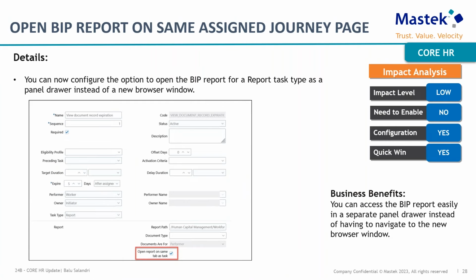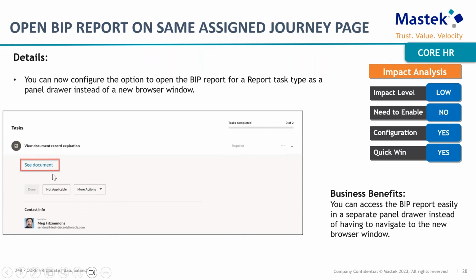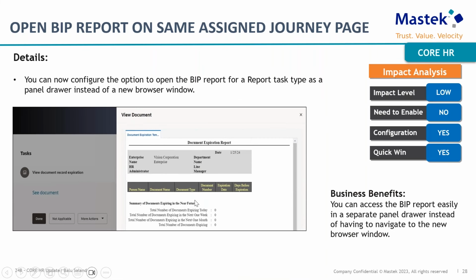In the same way as a document, Oracle has also enabled it for BIP reports as well. So we can open the BIP report on the same assigned journey page when the task type is report, we can click on this option to open report on the same tab as a task. So when a user clicks on this see document on a task, it will open on the same page this way. So with this, we can access the BIP report easily in a separate panel drawer instead of having to navigate to a new browser window.